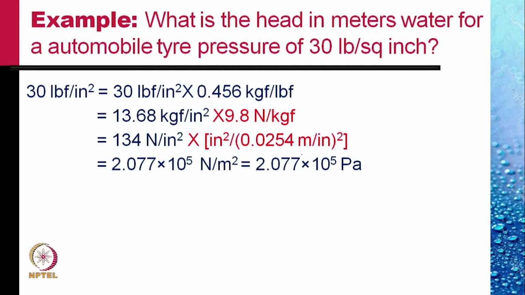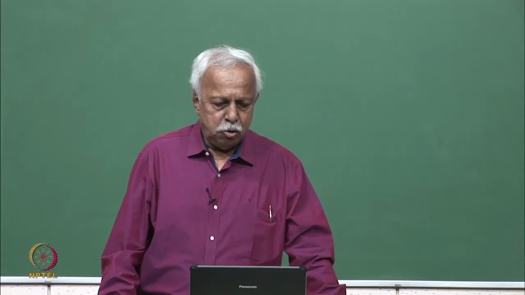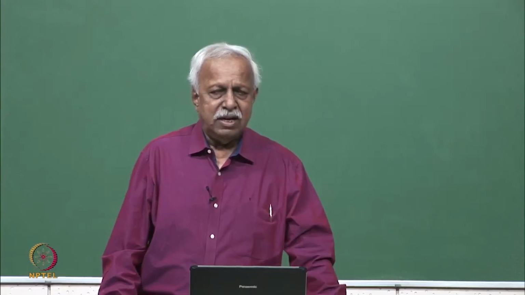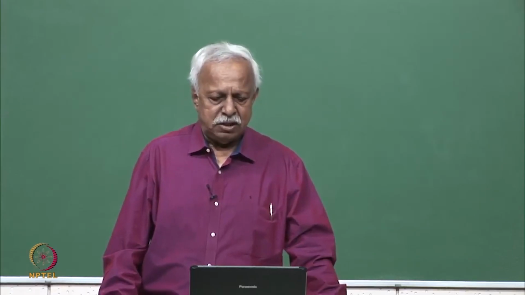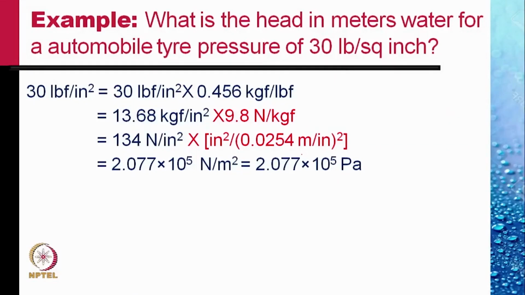And if we do this, we get 2.077 into 10 to the power 5 Newton per meter square. And Newton per meter square is termed a Pascal. So this is 2.077 into 10 to the power 5 Pascal, or 207.7 kilopascals, a more often used unit of pressure.